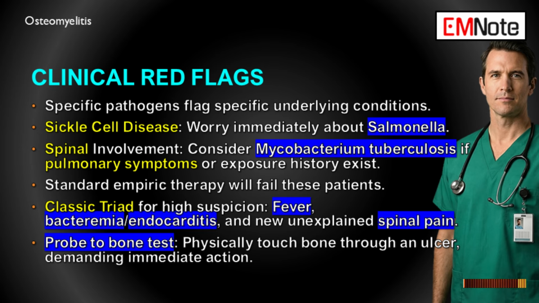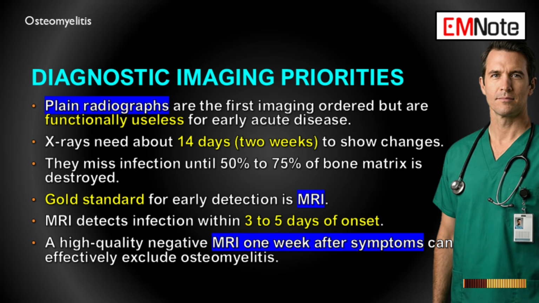And what clinical signs should trigger an immediate high-priority investigation? Look for the classic triad of high suspicion. A patient presenting with, say, fever and bacteremia or endocarditis, who then suddenly develops new unexplained spinal pain. Or, clinically, the ability to pass a probe directly into an ulcer and physically touch bone. The probe-to-bone test. Yes, that specific physical finding is highly suggestive. It demands immediate action.